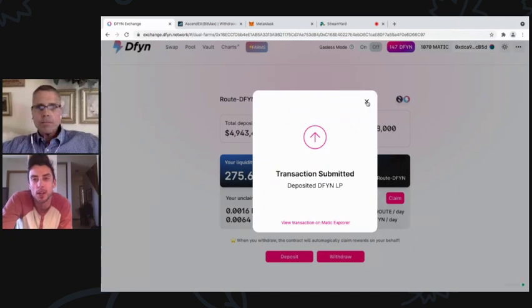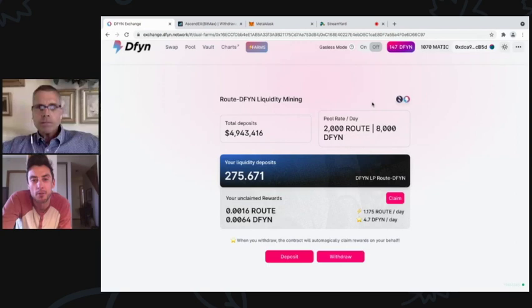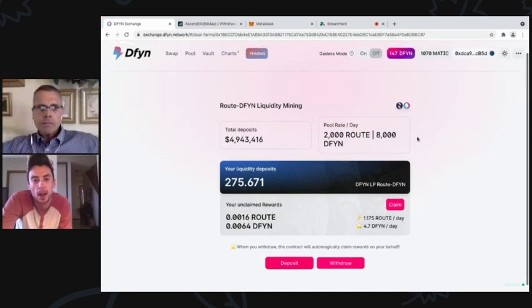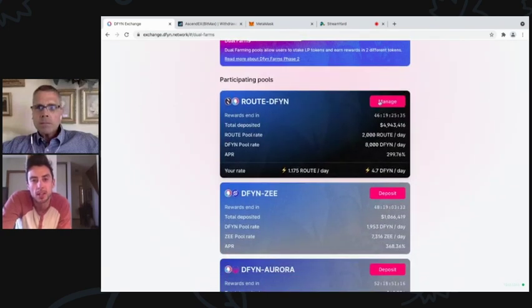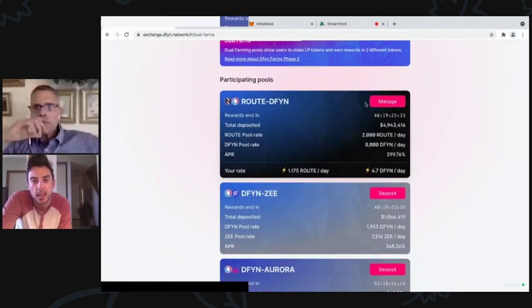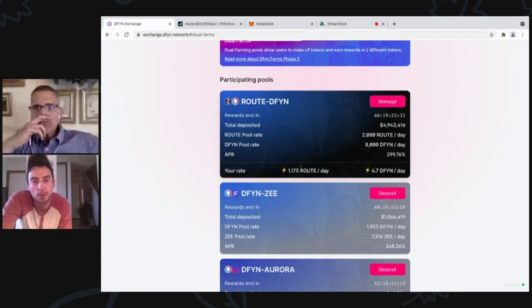So as you could see, if you guys were keen-eyed, it had been deposited and it had confirmed. So now you can just go to your farms. I'll go back down. Oops, I'll go to Dual Farms. I'll go down to Manage, and now you can see on my root DFYN, my rate, 1.17 root a day and 4.7 a day.